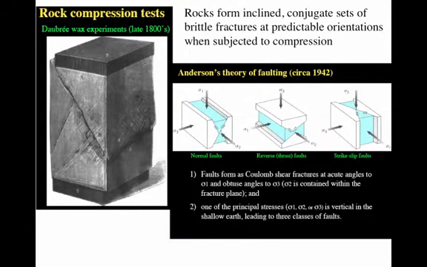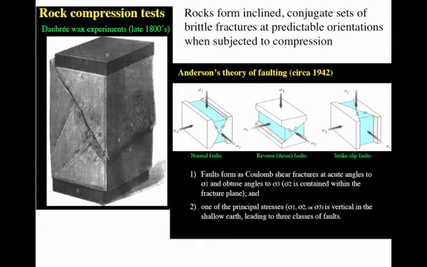Rocks form inclined conjugate sets of brittle fractures at predictable orientations when they're subjected to compression. And you see these early wax experiments from the late 1800s that show the conjugate sets of fractures. Faults form as Coulomb shear fractures at acute angles to sigma 1, the maximum compressive stress, and obtuse angles to sigma 3, the least compressive stress, or an extensional stress. Sigma 2 is simply contained within the fracture plane.